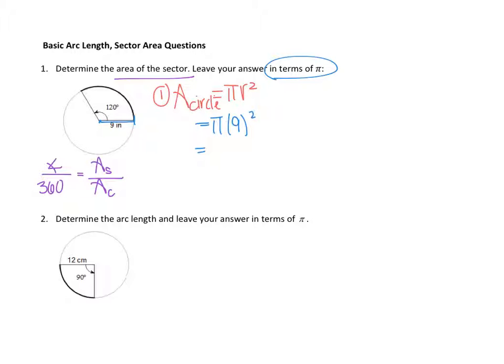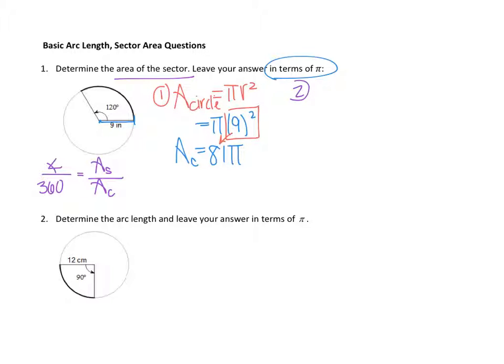Even if it says to round, we're going to round at the very, very end, so leave everything in terms of pi until the very last step if you need to round. So we have area of a circle is 81 pi. All I did there was type the 9 squared in my calculator or in my head. It gave me 81, and then I attached a pi to it.